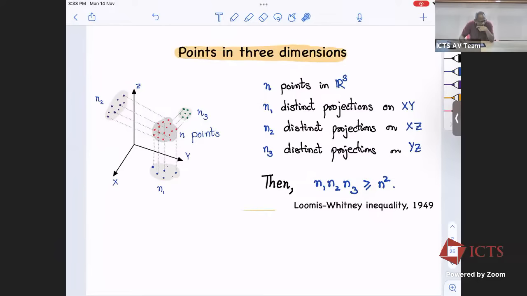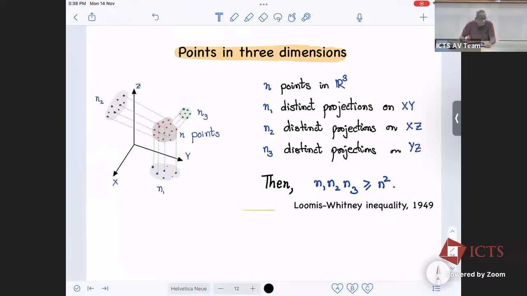Okay, but why is this inequality true? What's going on? I can't do anything. Okay. Worst case, whenever n points are given and you project them like this, you get n1 times, so I don't know, something is wrong with my, let me just come back.